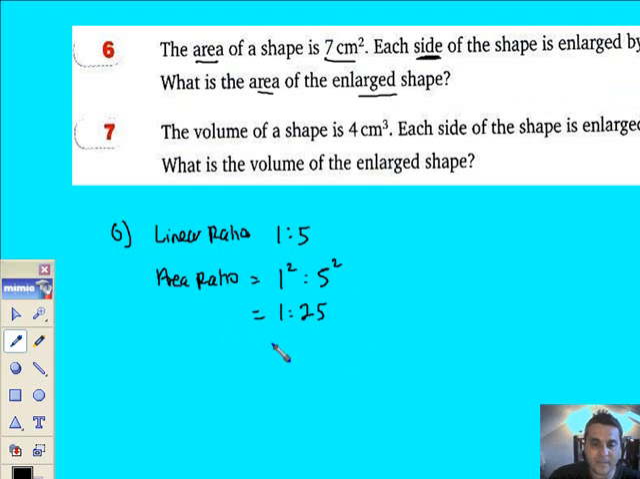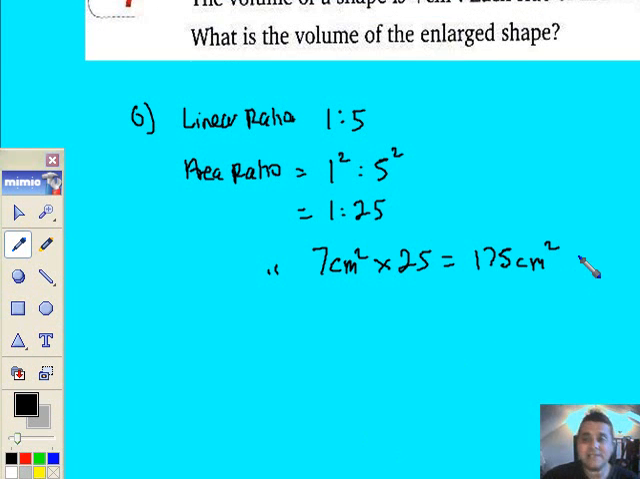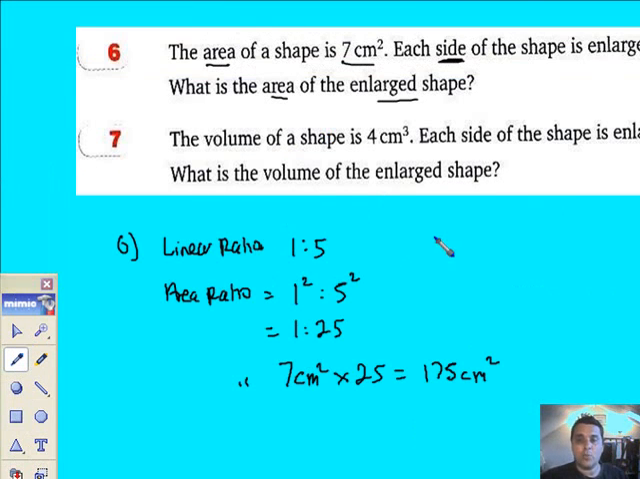So what have I got here? I've got 7 centimetres squared, and that's on the original. If I now multiply that by 25, I should get the area of the bigger shape. So 25 times 7, I've got myself an area of 175 centimetres squared. Please note, this is grade A. We don't take the ratio of 1 to 5 and multiply the area by 5. We're not going to say 7 times 5 is 35.